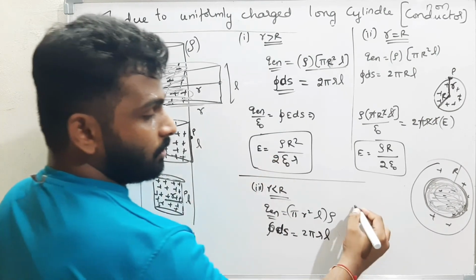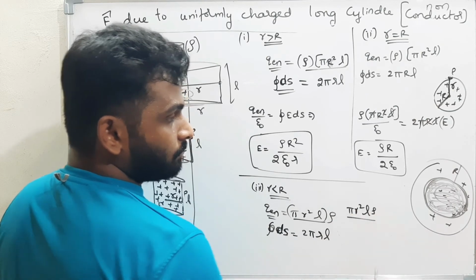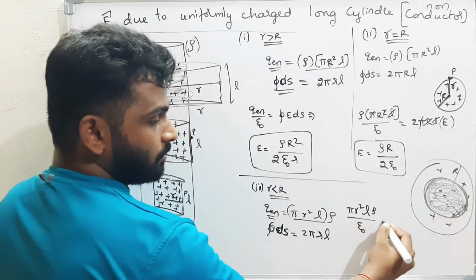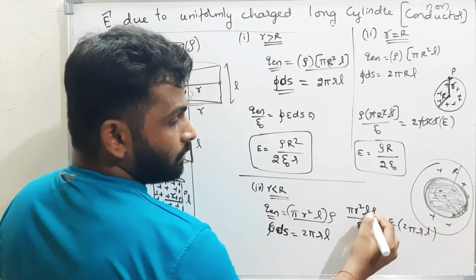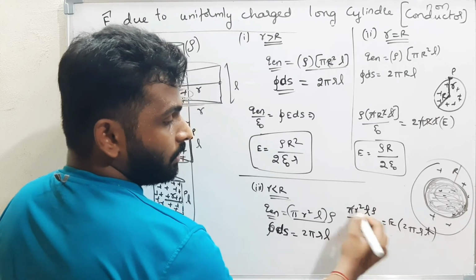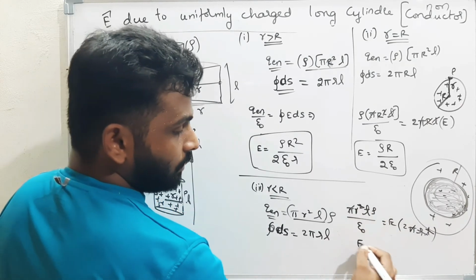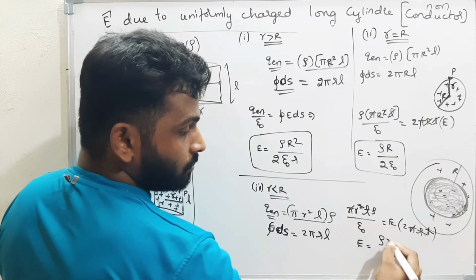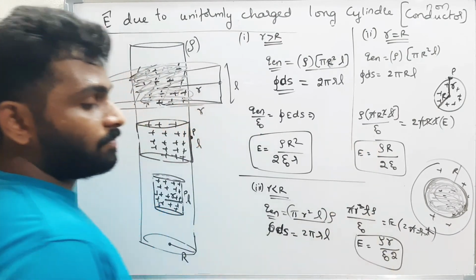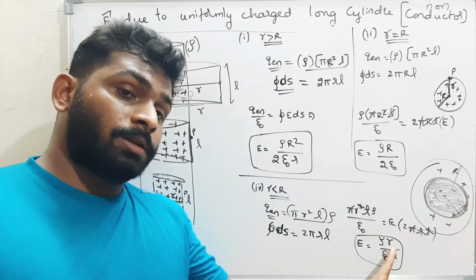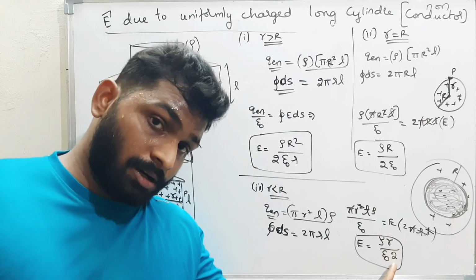Now use the same formula. What will you get? Q enclosed, rho pi small r square into L by epsilon naught must be equal to electric field into 2 pi small r into L. L cancels off, pi cancels off, one r cancels off. What is the electric field? The electric field is rho small r by 2 epsilon naught. That is the electric field at a point P when the point is inside the cylinder.